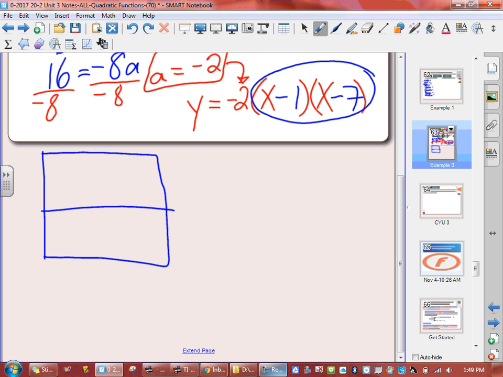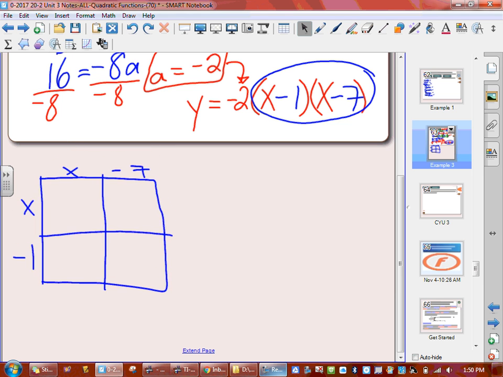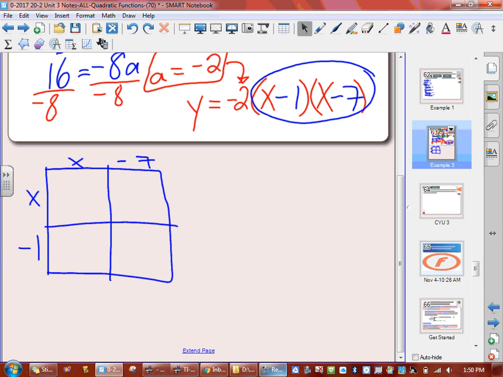Here, I'll just pull this down a little bit so you guys can see it better. So now, x times x is x squared. Negative 7 times x is a negative 7x. Negative 1 times x is a negative 1x. Now we're going to get a negative times negative is a positive 7.